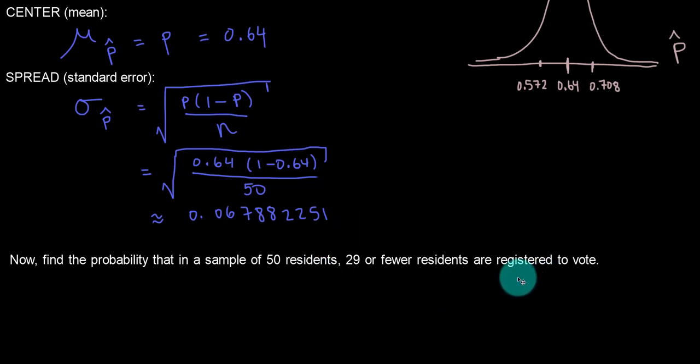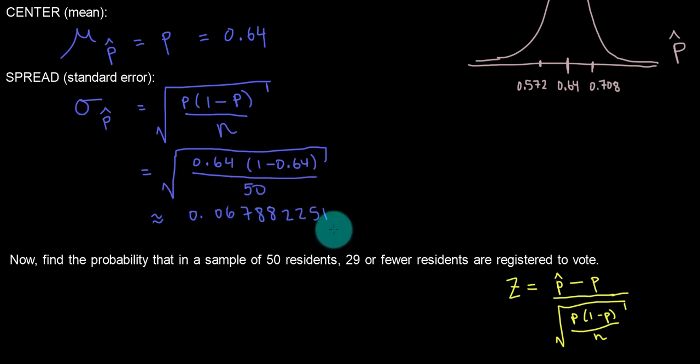Because we can use that normal curve, we can use a z-score to help us find this probability. And we've already done a fair amount of this work. Notice the denominator that I'm writing, that is that square rooted quantity. We already calculated it up here. It's about 0.067. We also know what p is.